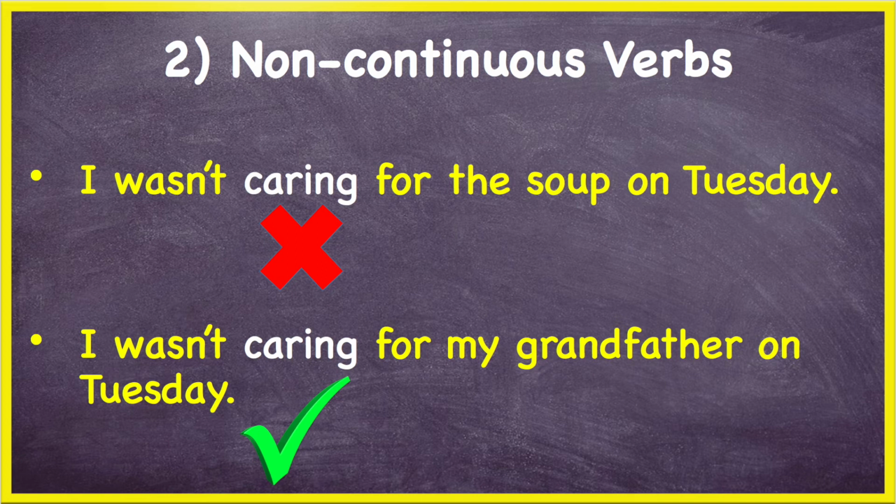However, it's not that simple. Because some stative verbs can be used in continuous tenses if they have a more dynamic meaning, which means that they are used as action verbs. You can see there in the example that the sentence, I wasn't caring for the soup on Tuesday, is incorrect. And this is because care here is a stative verb. It's the state of caring. So we can't use it with the ing here.